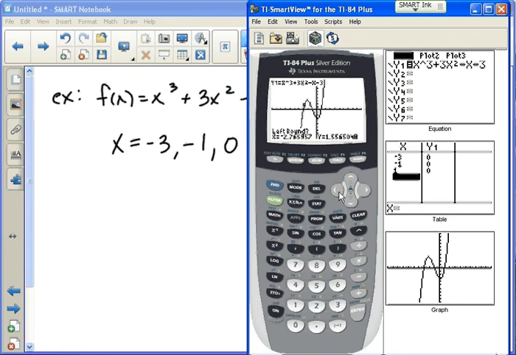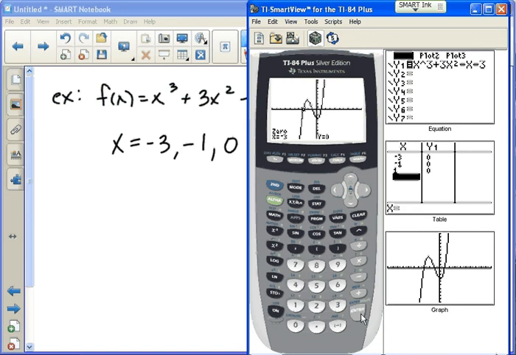So I'm going to go just to the left of it. So I just keep hitting the left arrow till I go past it. And then I hit enter. Then it's going to ask for the right bound. So then I hit the right arrow till I go past it. And then hit enter. When they ask you to guess, just hit enter again. And you can see that there's one at negative 3.